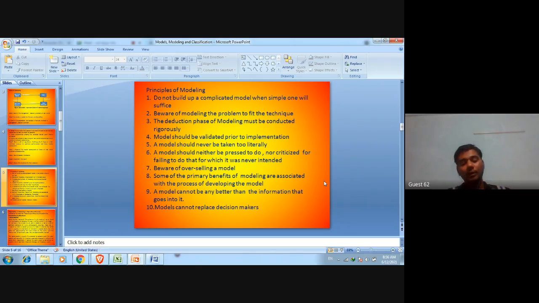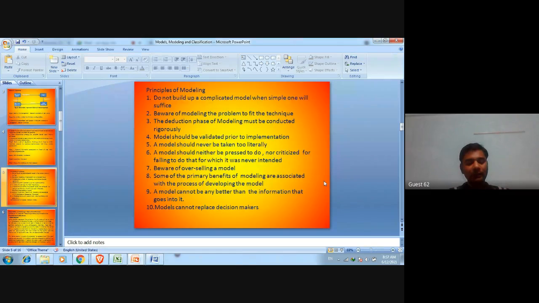Okay, now the plan is your model, but the real problem may be to agree on what the objective ought to be. It means you have to select a plan according to the subject, but what was the main objective of that problem? This could create a problem. Okay, and a model cannot be any better than the information that goes into it.